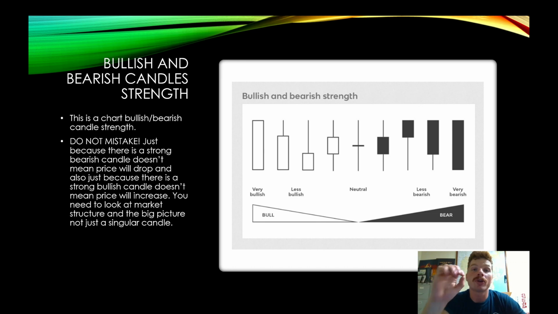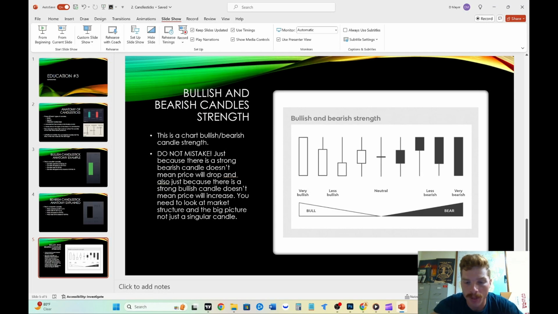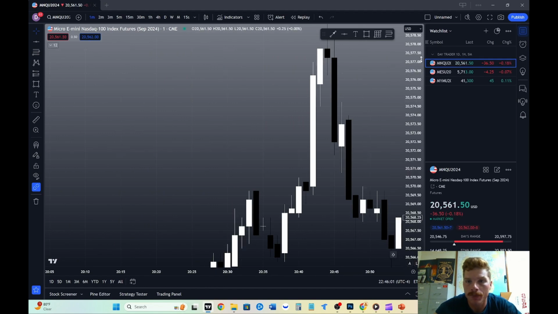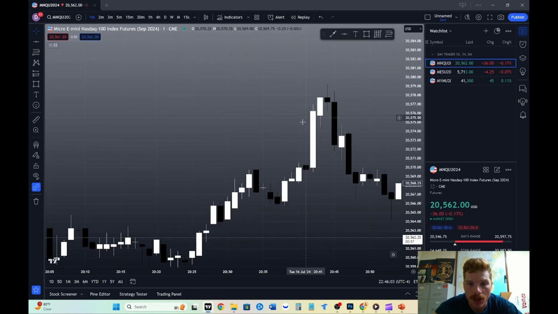Now, when I say sellers are in control, they're in control of that candle. It does not mean they're in control of that market at the moment. You could have a very bullish or very bearish candle and still the market will flip in a different direction. For example, I will show you one. Right here, we show a huge volume of buyers with very little sellers. Sellers tried to come in against a huge volume of buyers, and look, literally 2 candles later, it absolutely crashes down.